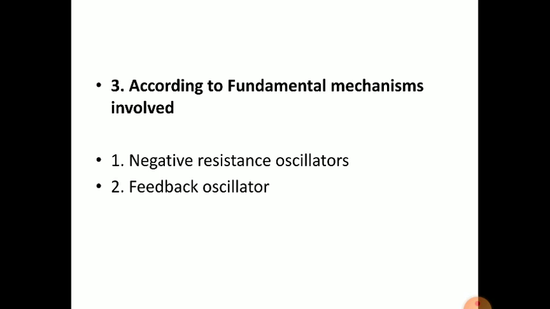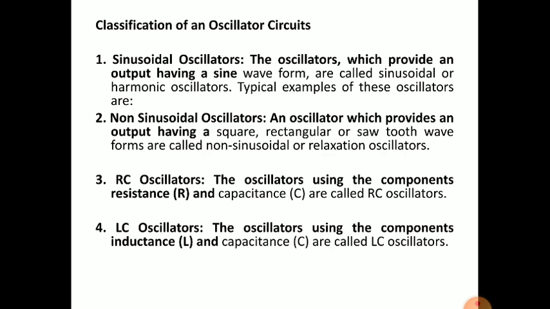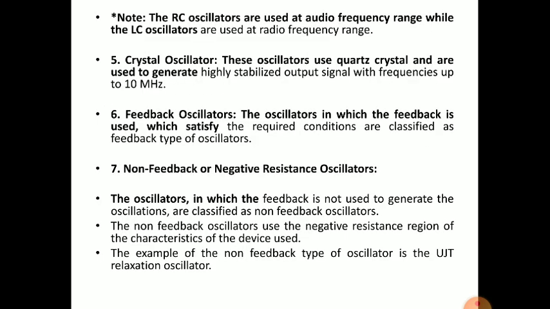According to the fundamental mechanism involved, we have negative resistance oscillators and feedback oscillators. We have learned about feedback oscillators, but the concept of negative resistance can be obtained from the UJT, the unijunction transistor. The characteristics of the UJT have a negative resistance region, which is used to produce oscillations. That is, if the voltage increases with a decrease in the current, and vice versa, then that is called the negative resistance region. And we have the crystal oscillator, where a quartz crystal is used to produce a highly stabilized output signal with frequencies up to 10 megahertz.